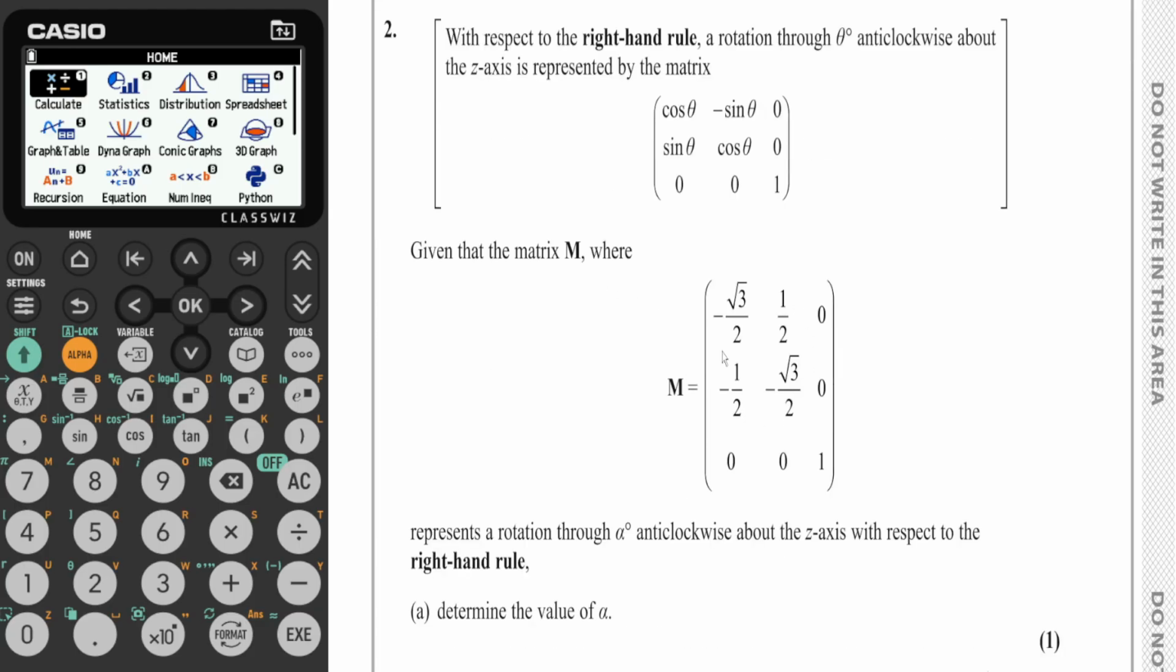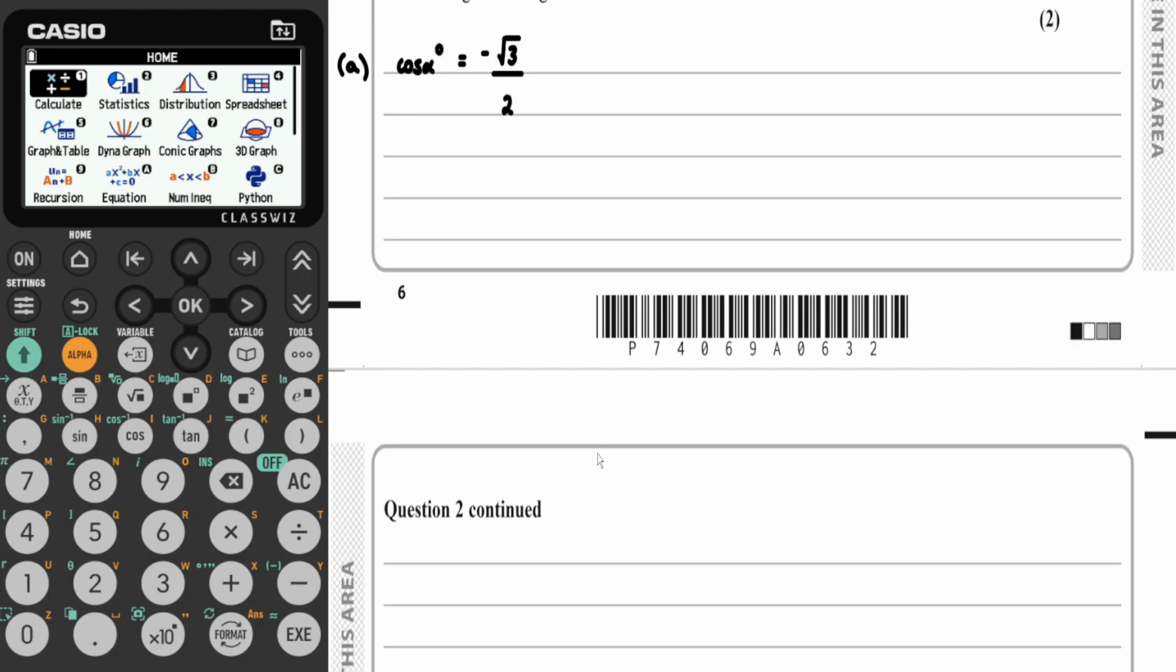Given that the matrix M, shown here, represents a rotation through alpha degrees anticlockwise about the z-axis with respect to the right-hand rule, for part A we have to determine the value of alpha. What we can do here is compare the elements. We would have cosine of alpha degrees equaling negative root 3 over 2, and sine of alpha degrees equaling negative 1/2.